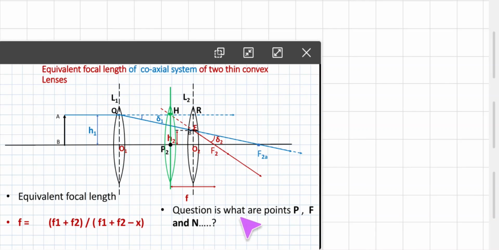Now the question is, what are the points P, F and N? These are the cardinal points which we are going to study. What exactly are they? Here you already saw the first lens has a certain focal length, the second lens also has a certain focal length, and so on. So how is it associated with the system? Remember that the principal point, focal point and N, the nodal point, are basically the cardinal points in an optical system.